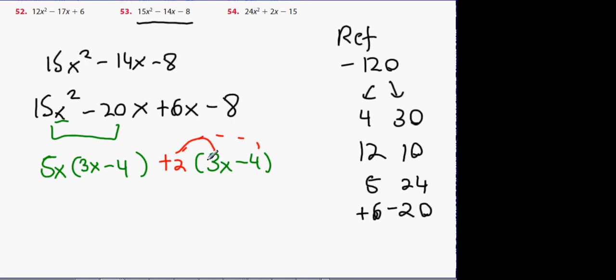What's the last step? Just the last step before I take any questions. 5x plus 2, bracket, 3x minus 4. Okay. Stop there.